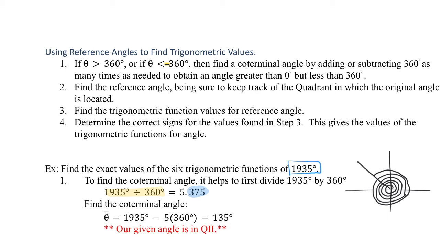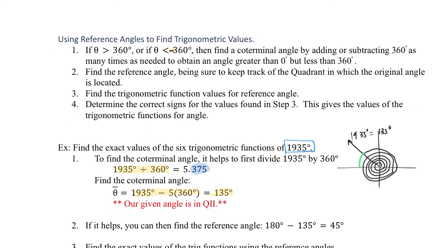I'm going to subtract 5 full rotations. So I'm going to take my angle and subtract 5 times 360, and that will get me the coterminal angle. I could go all the way around 1,935 degrees, but that's exactly the same thing as getting to 135 degrees. So there I am at my angle, and now I want this little reference angle right here. That's the section I want, which is 45 degrees.